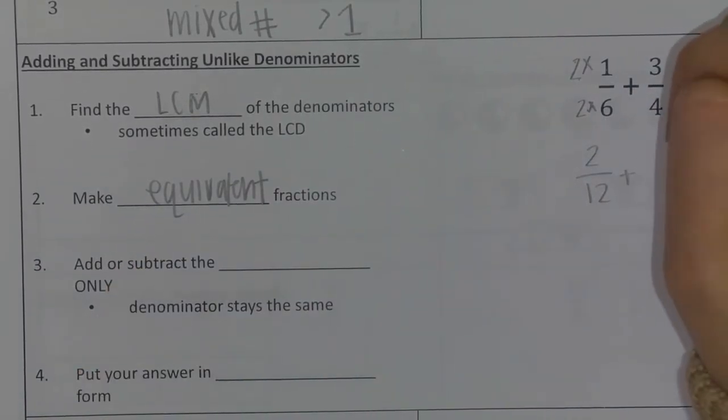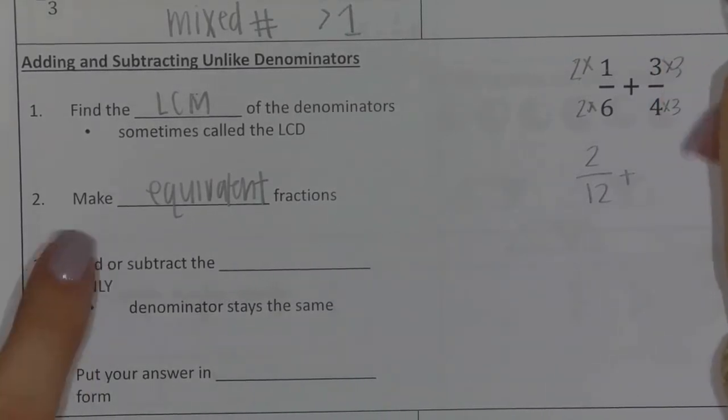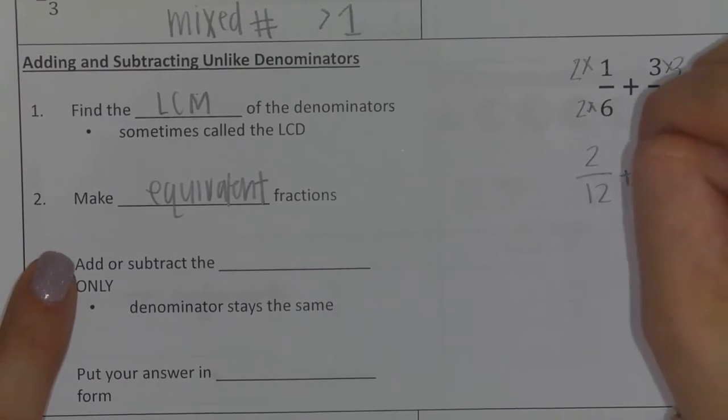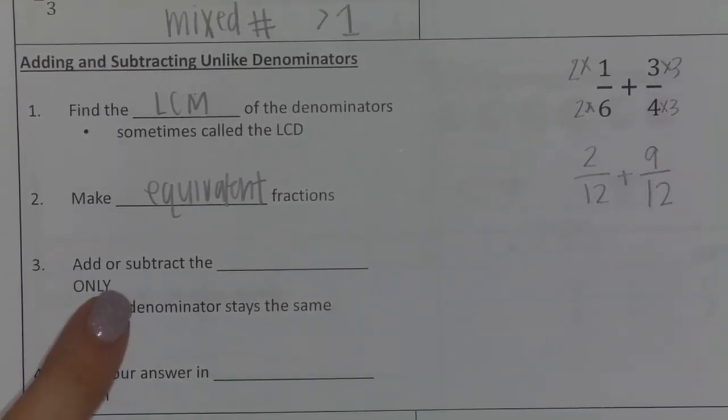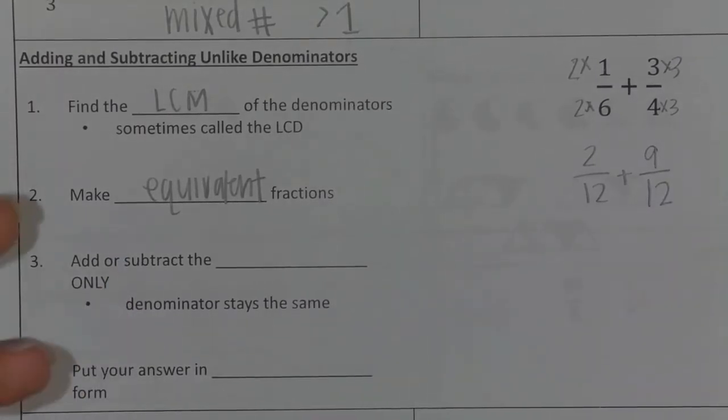My multiplier to get to 12 from 4 is times 3. Again, what I do to the bottom, I have to do to the top. So 3 times 3 would give me 9/12. So I made my equivalent fractions. They now have a common denominator. So now I can add or subtract, but this problem is adding.